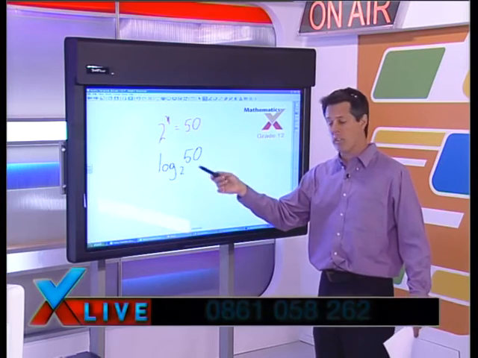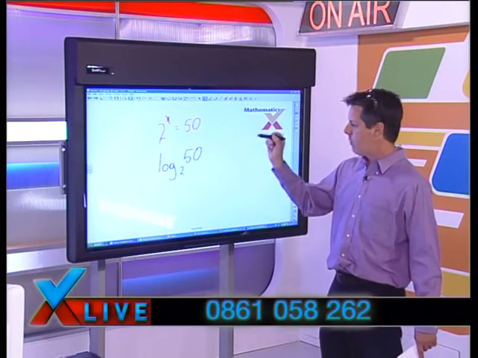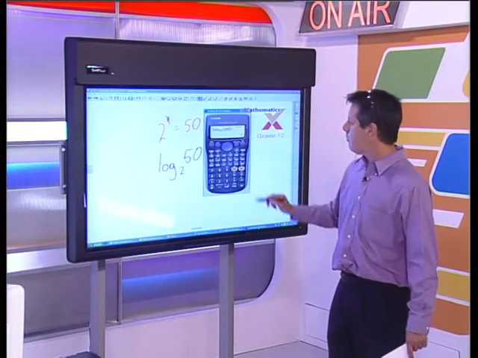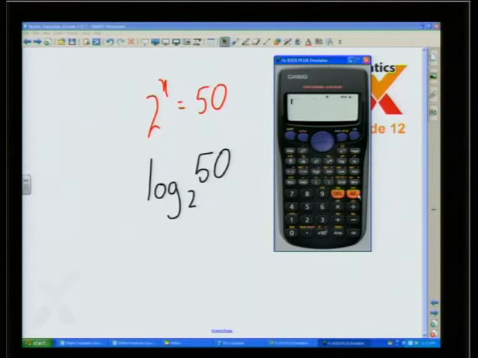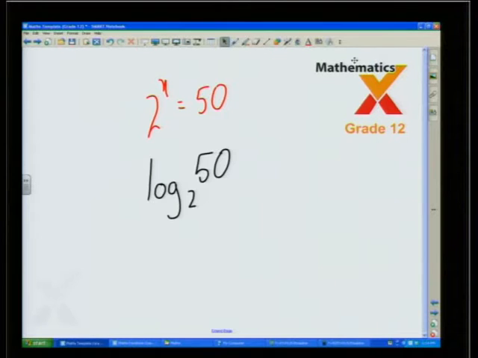I'll give you a bit of practice so that you can see how to write this. But now I can work that out, and I can press it on my calculator. So I'm going to press my log, my base is 2, and put in my 50. Bob's your auntie, 5.64, and so it carries on.